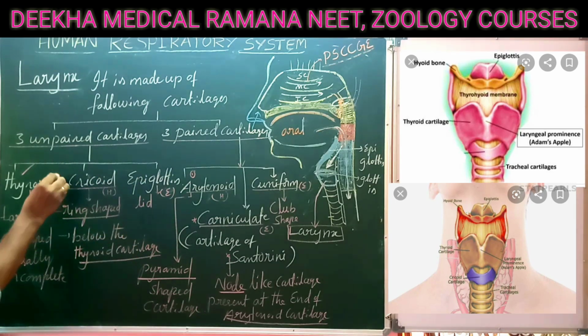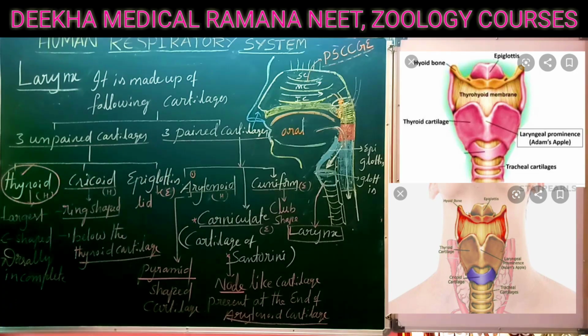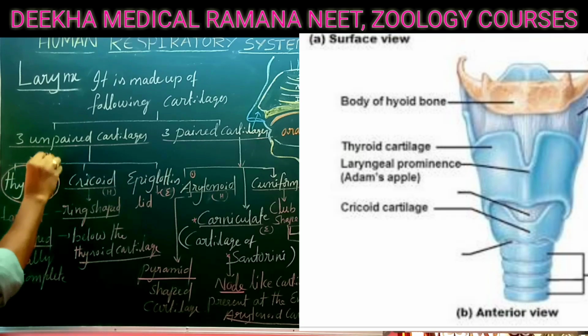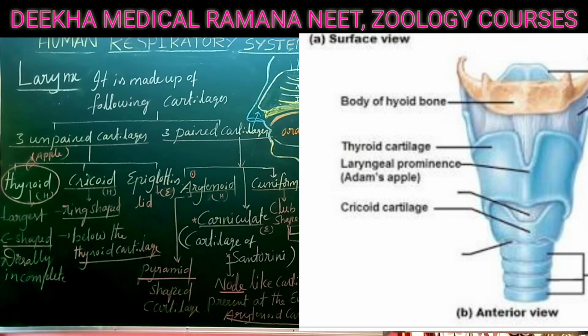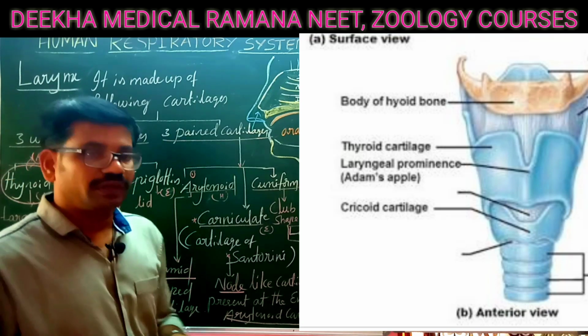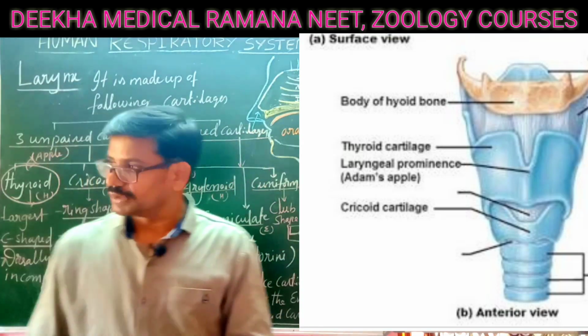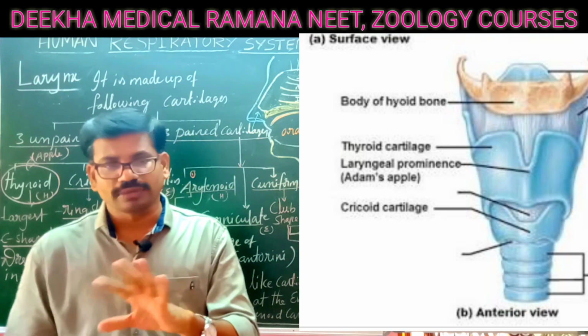Next important thing is the thyroid cartilage. Some books give it as a C-shaped cartilage, some books give it as an apple shaped cartilage. Why is it called apple shaped? Thyroid cartilage is present in both male and female.